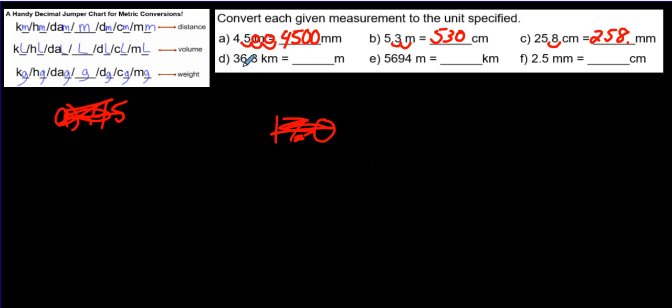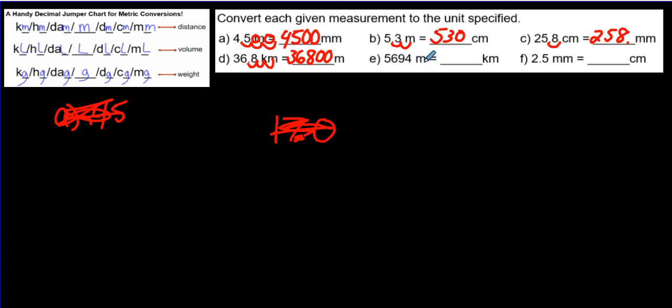Okay. What about 36.8 kilometers? Let's change that to meters. Kilometers to meters. 1, 2, 3 three jumps. 1, 2, 3. That'd be 3, 6, 8. That's one jump. 2, 3. 36,800 meters.